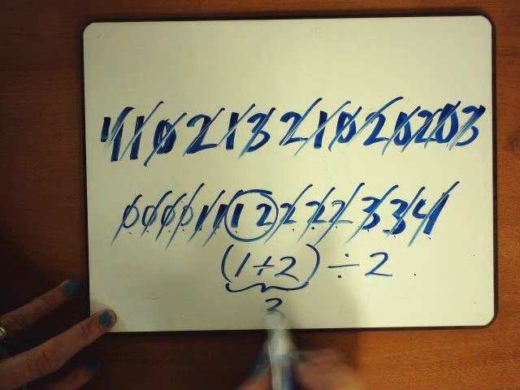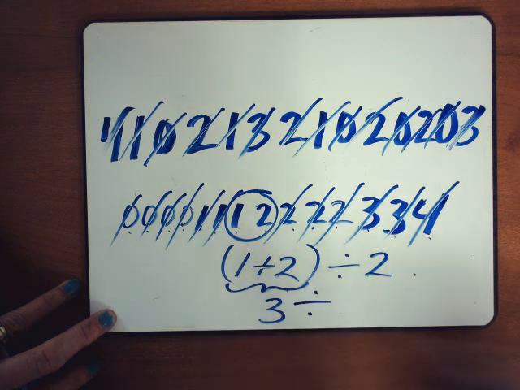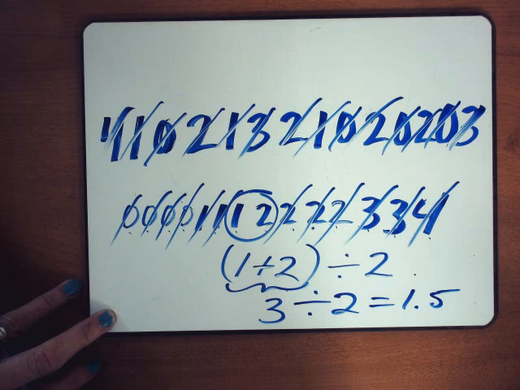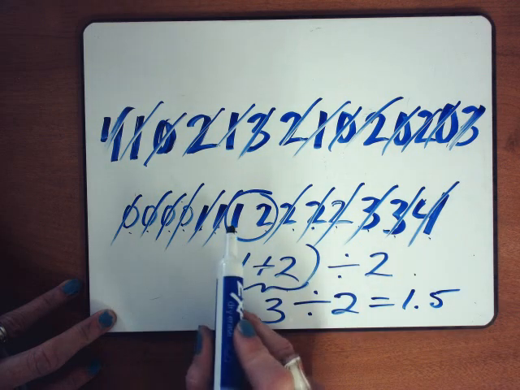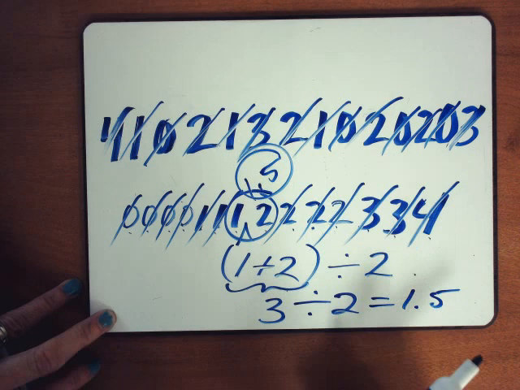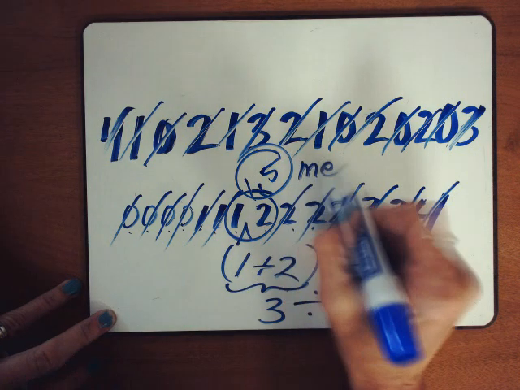2 plus 1 is 3. Divided by 2 equals 1.5. Or you can just think about what number is between 1 and 2. And obviously, it's 1.5. And that is your median.